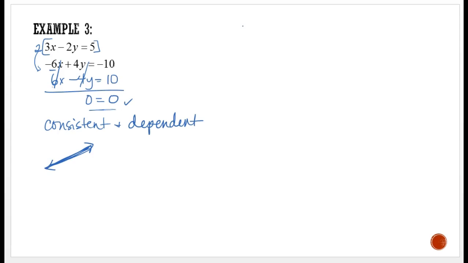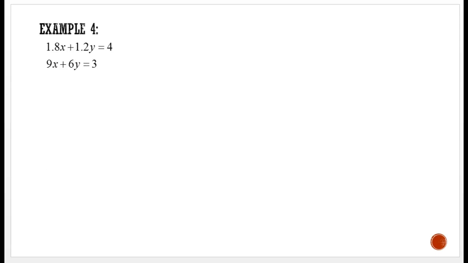Now I want to rework this just so you can see that if I went about this another way, I would end up in the same place. Let's say I want to get rid of y. Well, I have 4y here, so I need to multiply through the top by 2. Well, that, again, would give me the same thing I just did, right? You'd end up in the same place with a consistent dependent system.